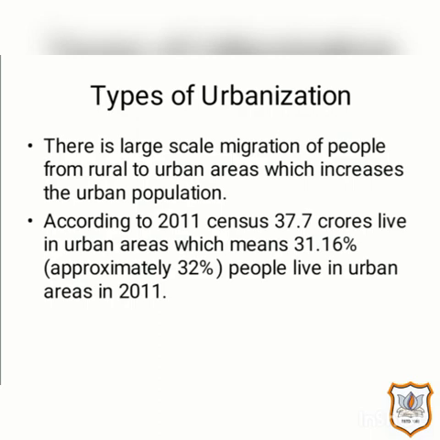And as we have seen, urbanization is a migration of people from rural to urban areas. So lastly, because there is large scale migration of people, this also increases the urban population. According to the 2011 census, 37.7 crore people live in urban areas. That means 31.16%, approximately 32%, lived in urban areas in 2011.